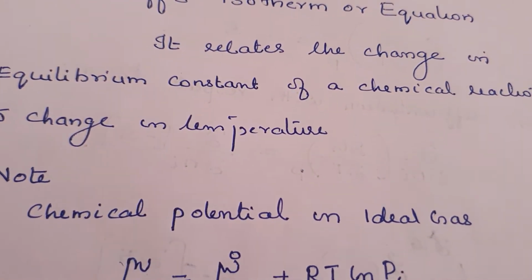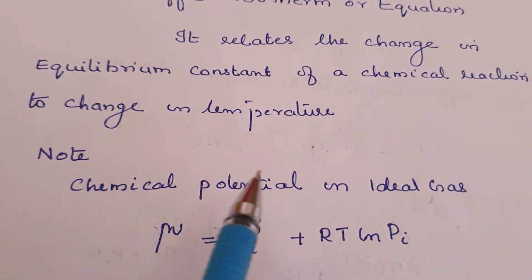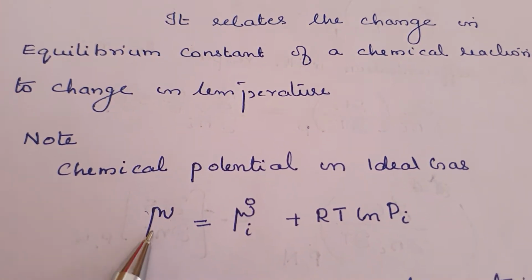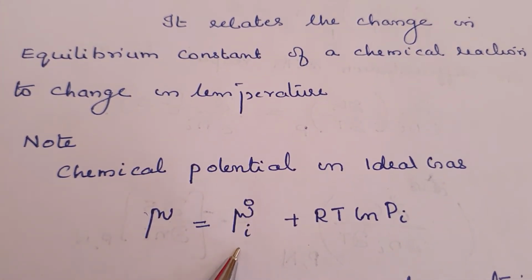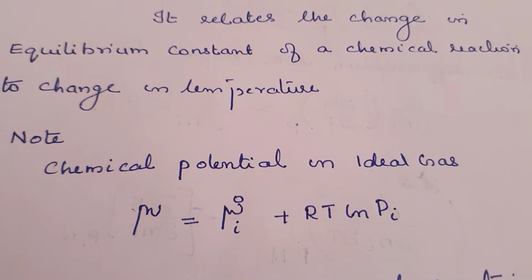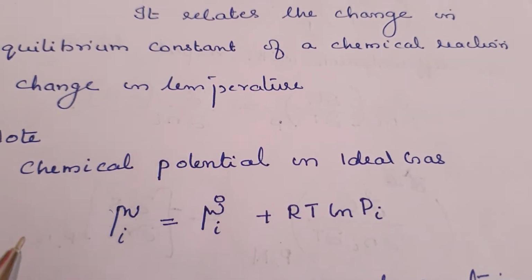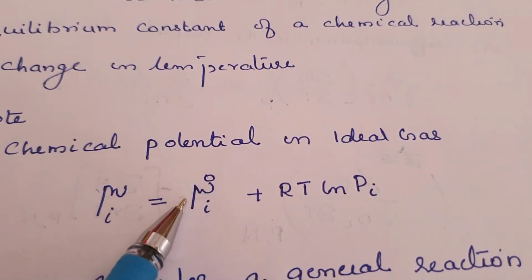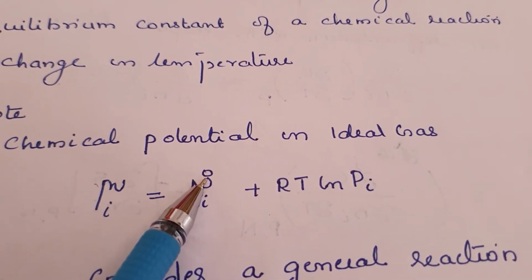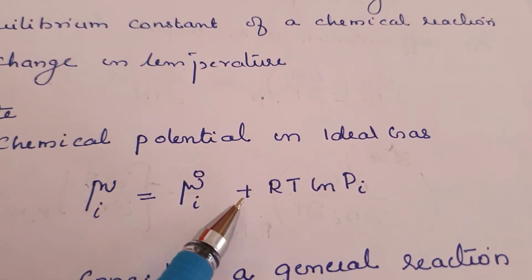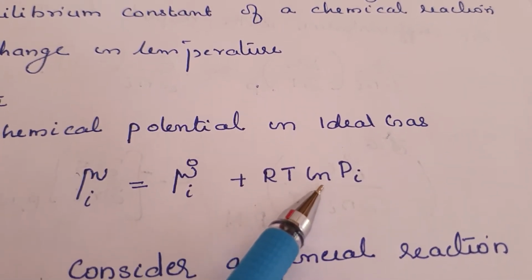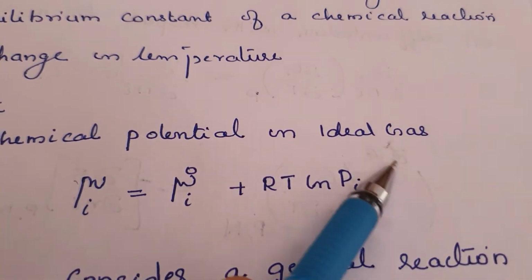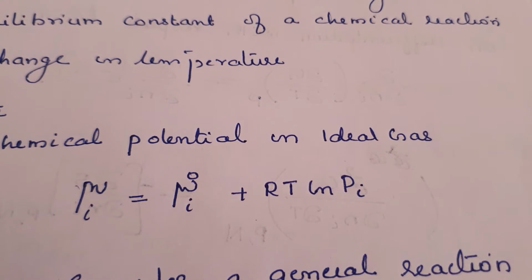Before going to the derivation, you have to remember that chemical potential applied to a system of ideal gas has the expression μi = μ0i + RT ln Pi. So the chemical potential of the ith component is equal to the chemical potential of the ith component at standard condition, μ0, plus R into T into ln Pi, where Pi is the pressure of the ith component. This is the one you have to remember.